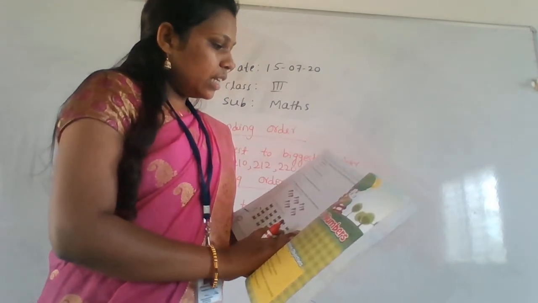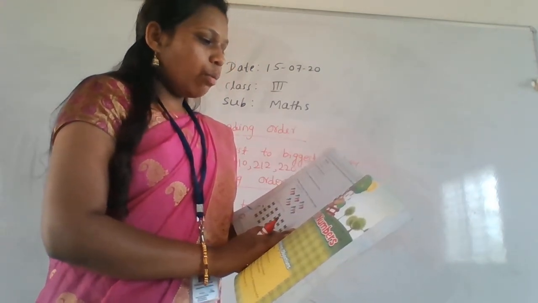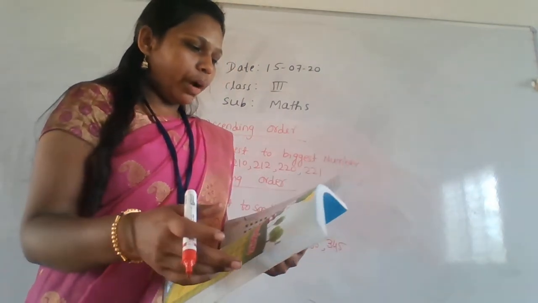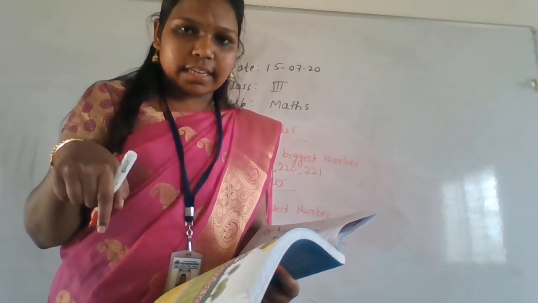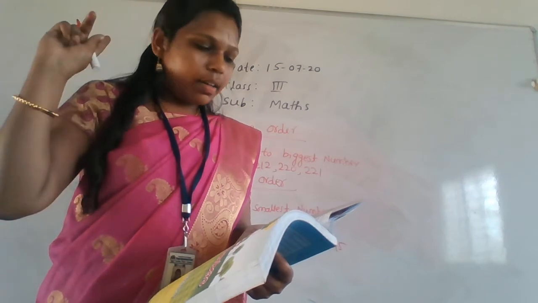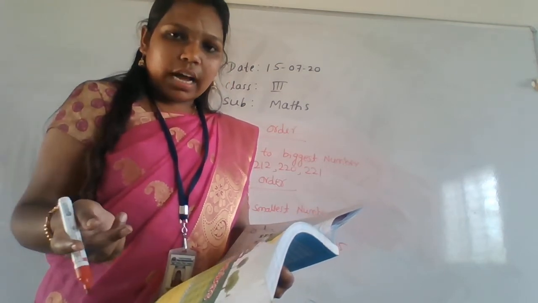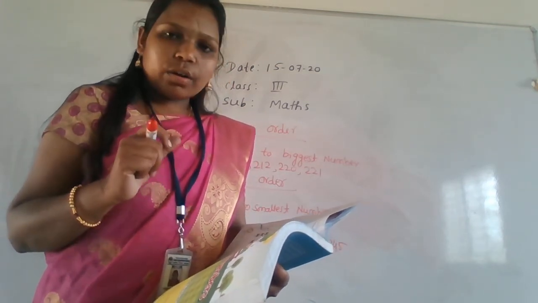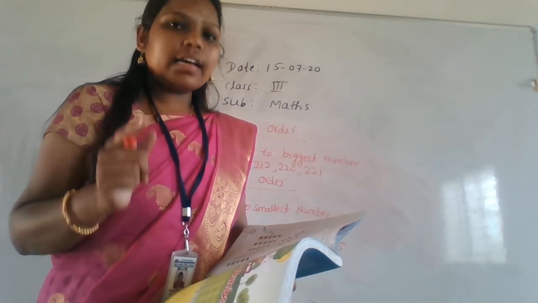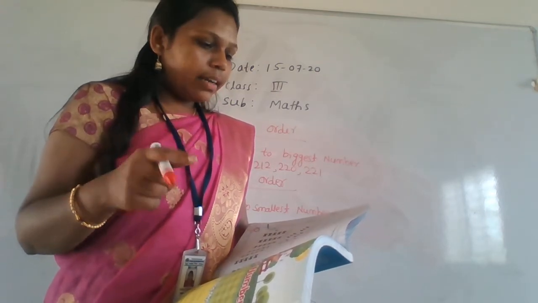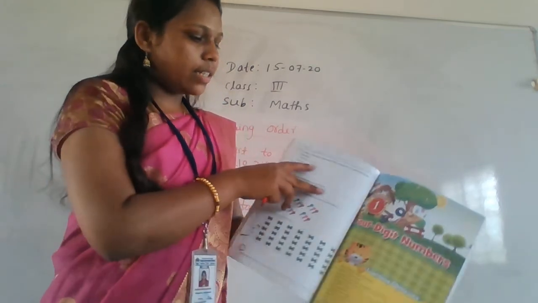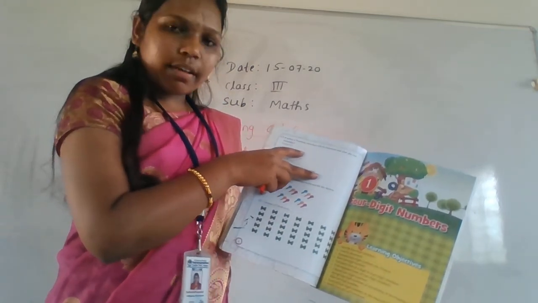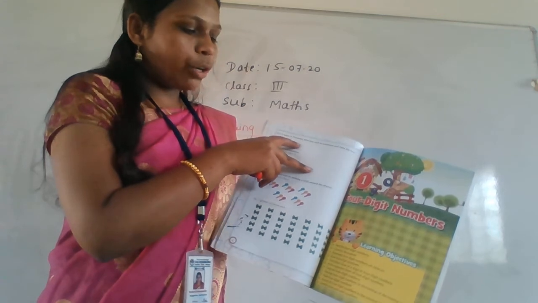Next one is, if today is a Thursday, what day will be tomorrow and what day was yesterday? After Thursday, which day is there? Friday, right? Write Friday. And before Thursday, which day is there? Wednesday. So in yesterday, you have to fill in Wednesday, and for tomorrow, you have to write Friday.